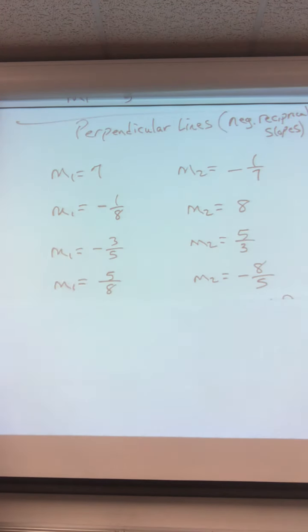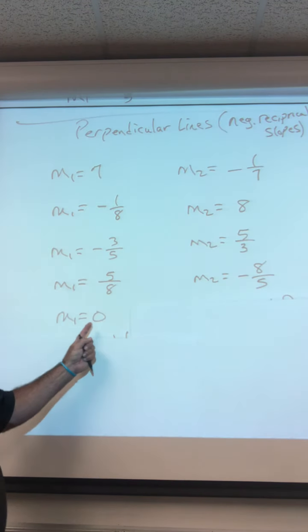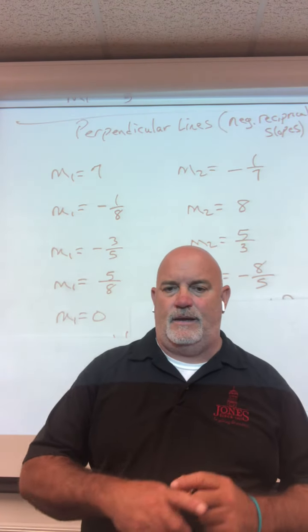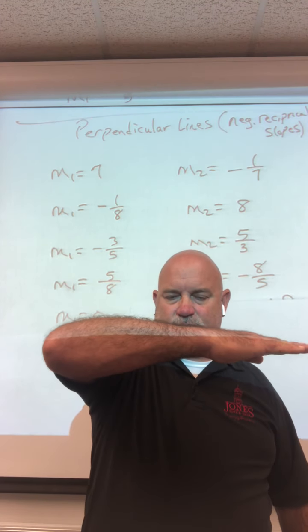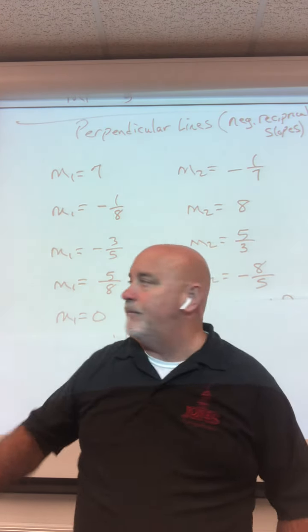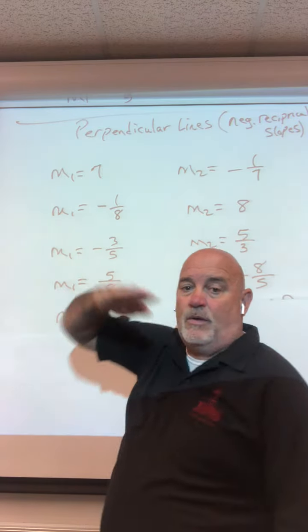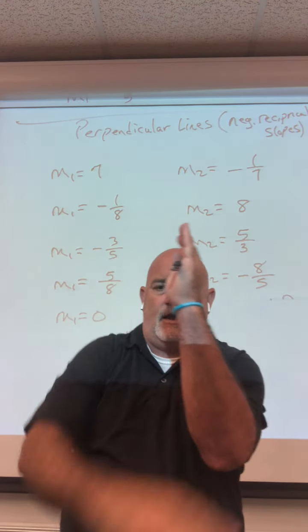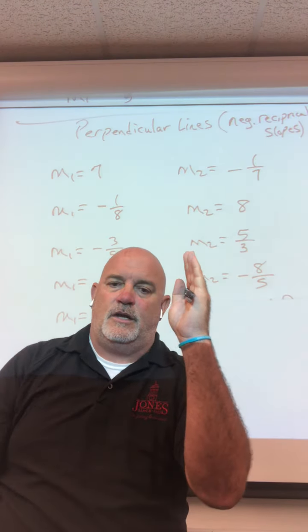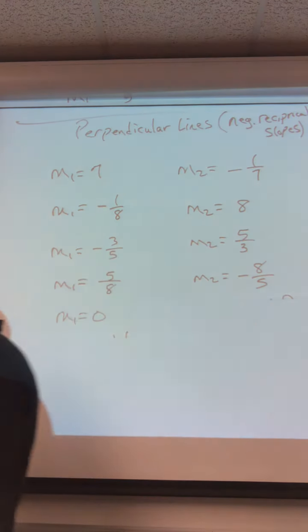The only two that are weird with negative reciprocals are these two. So let's think about it. If the slope of my first line is 0, what does that mean graphically? It means it looks like this. It's a horizontal line. So, what is perpendicular to a horizontal line, a vertical line? Now, what kind of slope does a vertical line have? It's undefined.